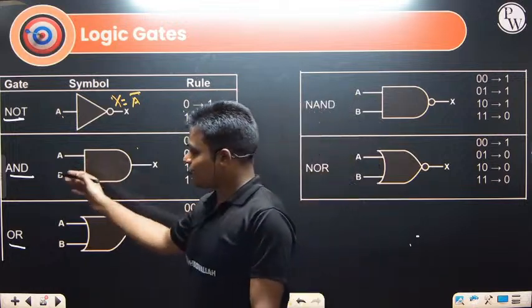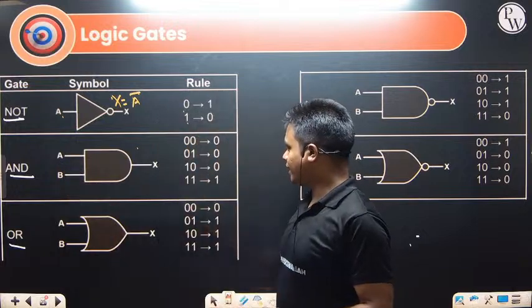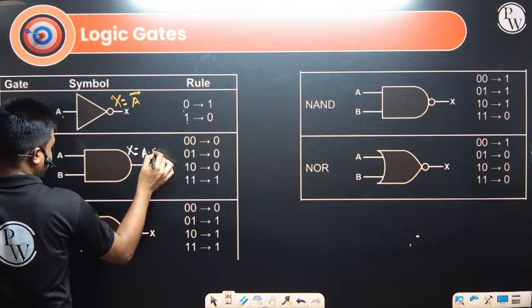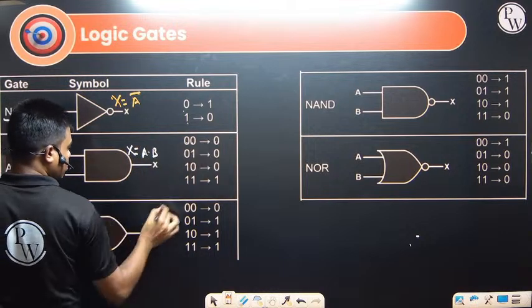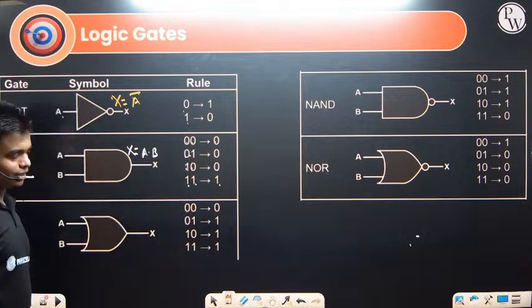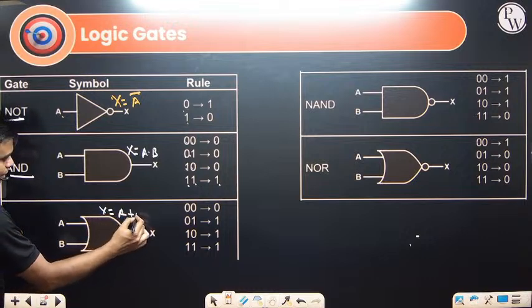Next we have the AND gate. Here input is A and input is B. What is the output? X. This particular gate is the AND gate. So X will be A dot B. Again 0 0 is 0, 0 1 is 0, 1 0 is 0, 1 1 is 1. Right. Next, OR gate. So OR gate means X equals A plus B.